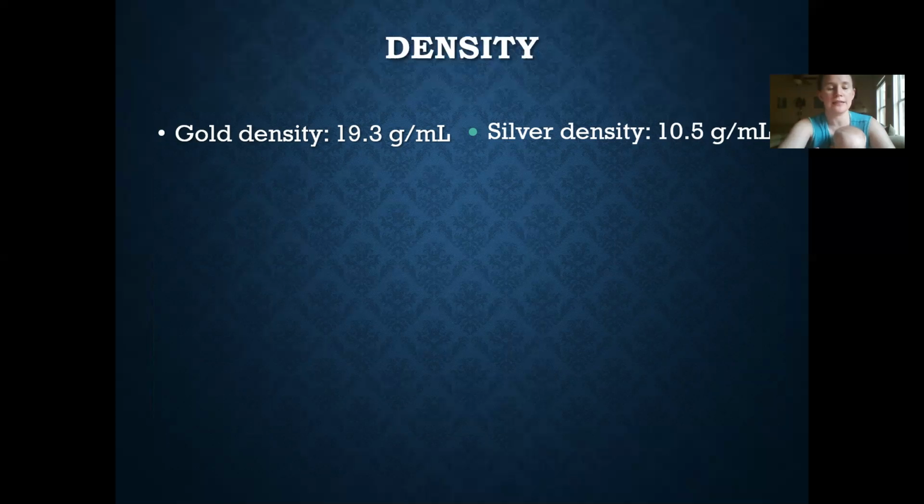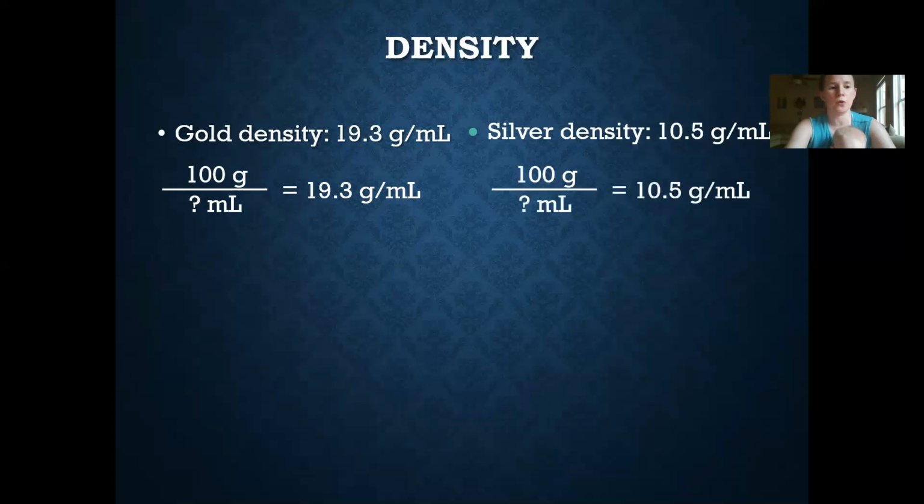Since silver has a lower density than gold, it takes more silver to create the same mass. Gold's density is 19.3 grams per milliliter and silver's density is 10.5 grams per milliliter. So if we have a 100 gram lump of gold or silver, how much volume will it have? So we're going to write out the equations with the information we have. We have 19.3 grams per milliliter, or 10.5 grams per milliliter for the densities of gold and silver, and we know that we have 100-gram objects. What we don't know is how much volume they have.